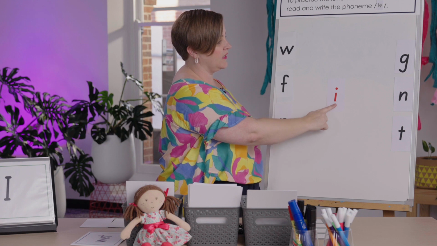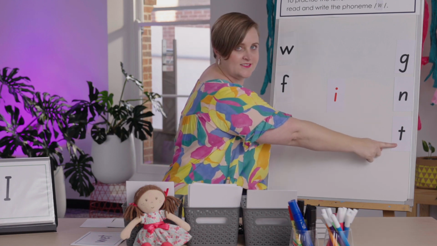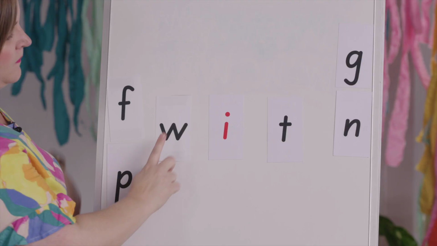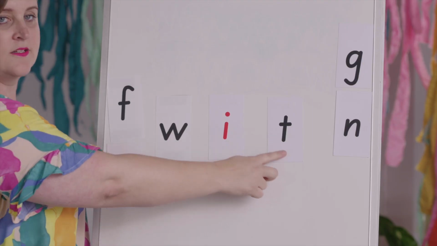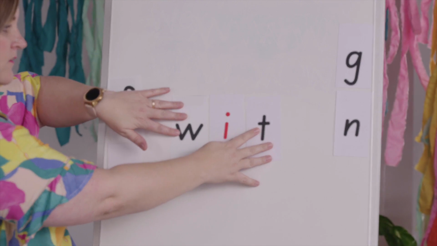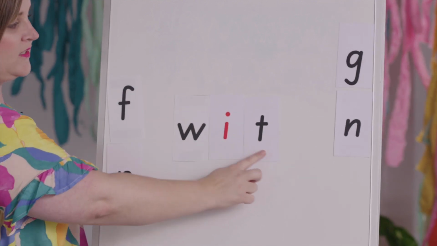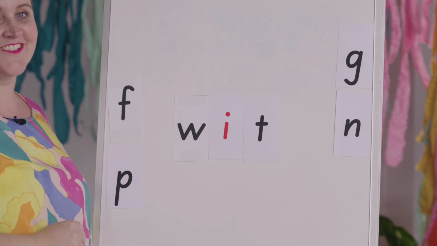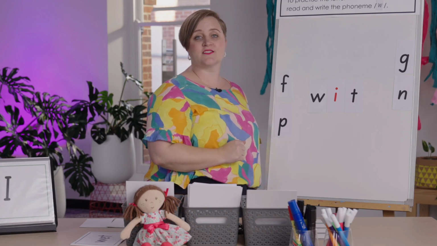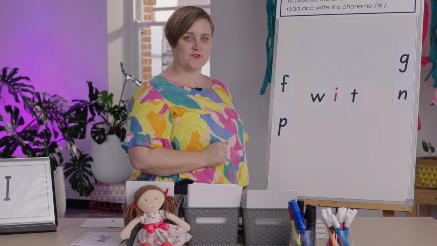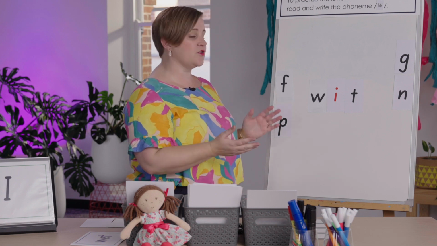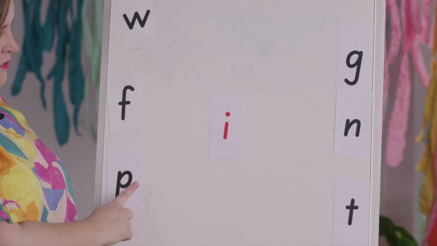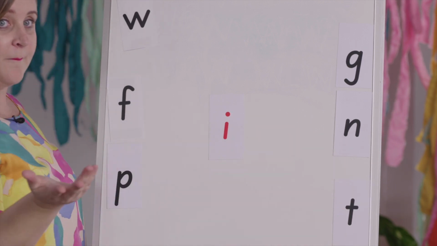W, I, T. Let's bring them closer. W, I, T. Together now. W, I, T. Wit. What word? Wit. Great job. This might be a task that you can do at home a little bit later on with your letter tiles and see if you can make more words. Maybe you might see the word P, I, N, pin.